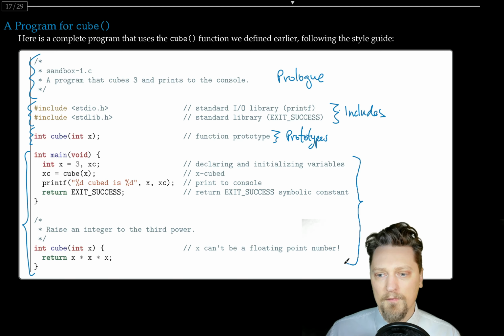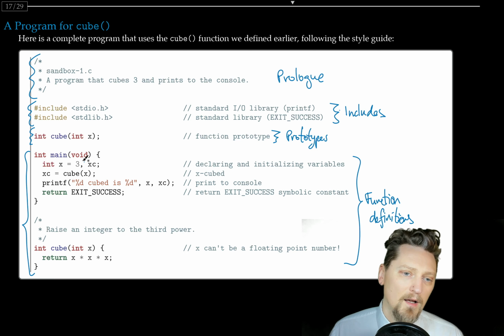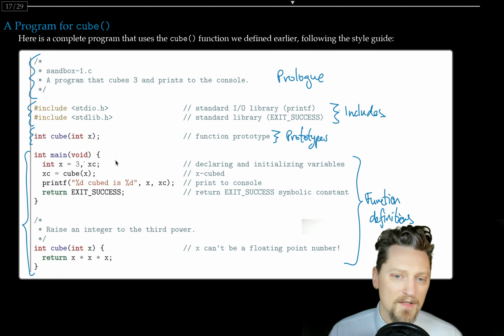So we have our main definition here. We're just going to define a variable x and initialize it to 3, and also declare another integer xc. To xc, we're going to assign the value that cube of x returns. So we're going to call cube of x in our main function. Remember, if we want cube to be called at all, it has to be called in the main function or by some other function that appears in main.